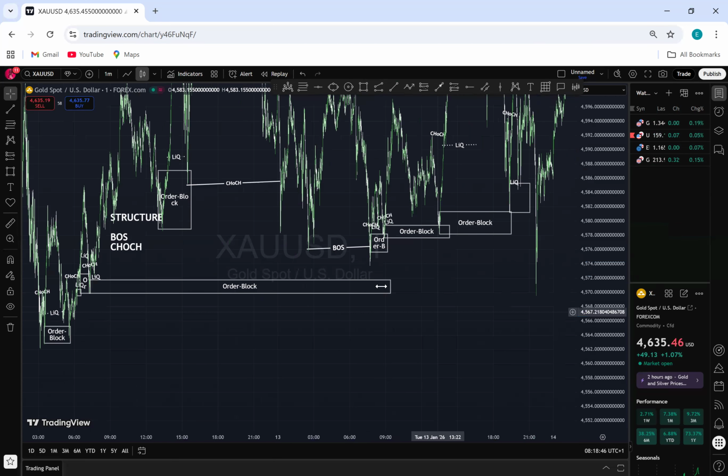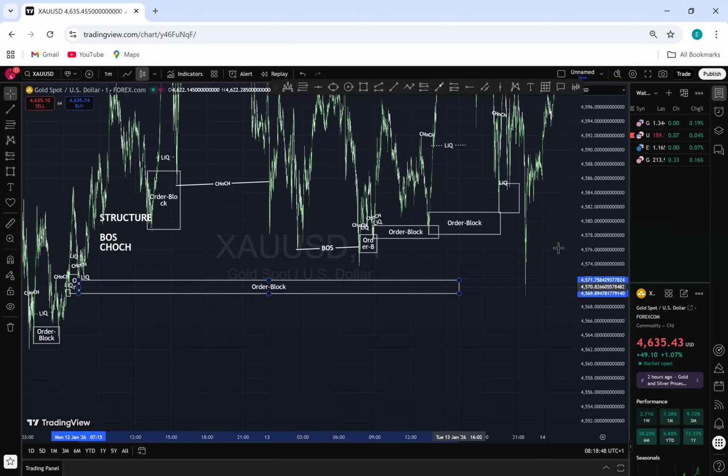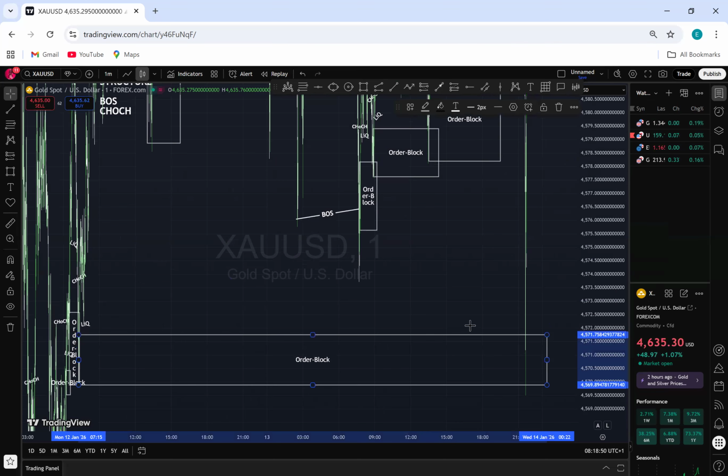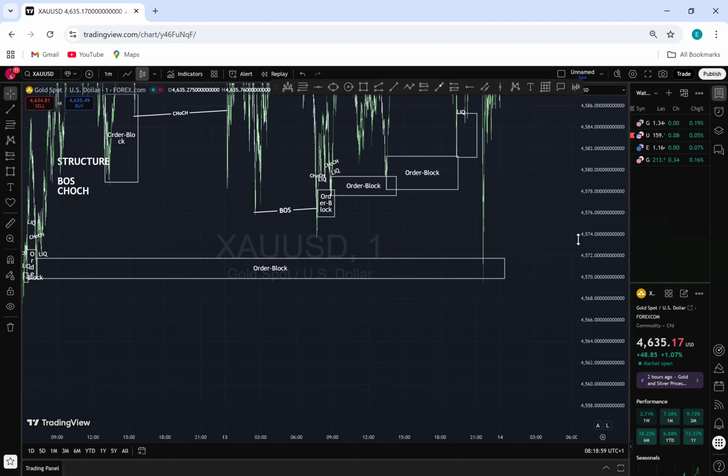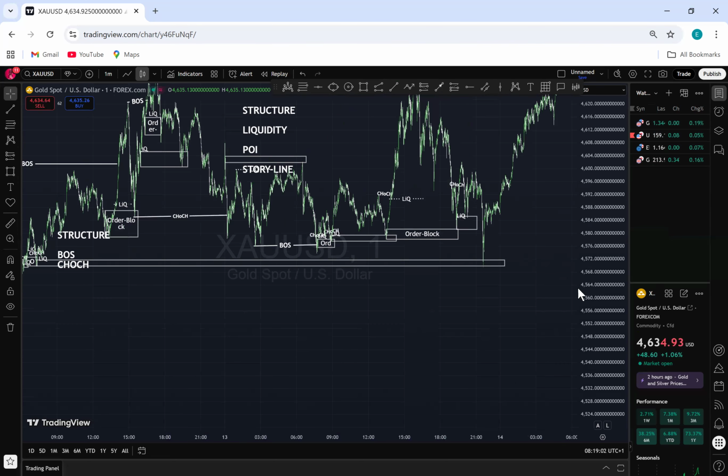So this was what I was looking at, but eventually see what price did to me. Price came into the area and then took out my SL, and went my way.